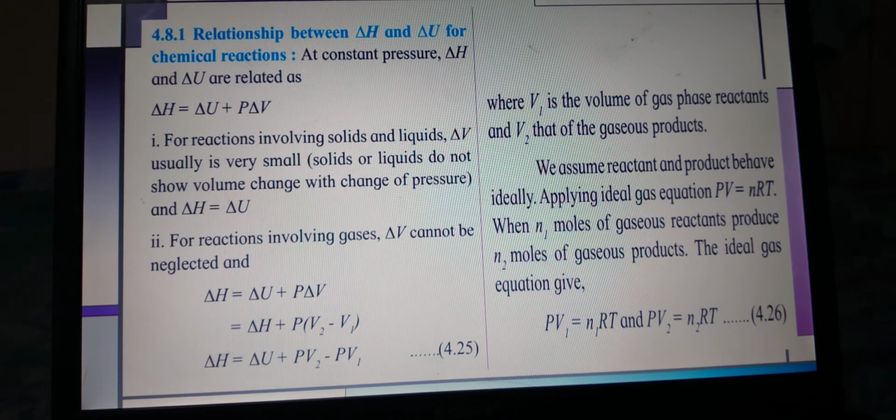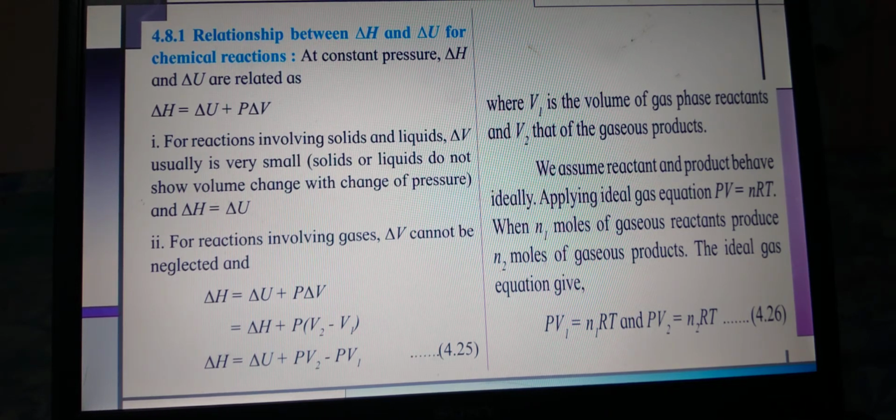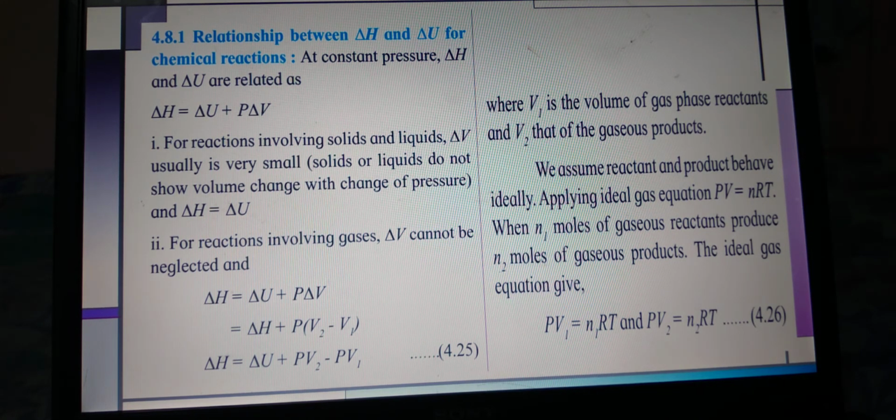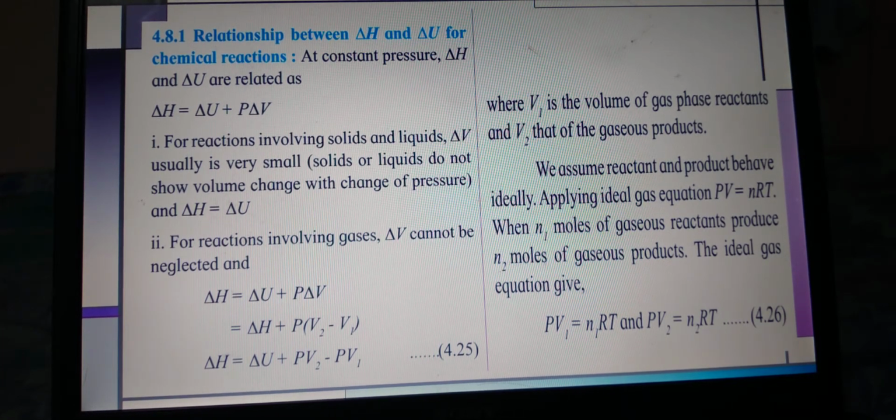If we say that the reactant and product gases are ideal, we can apply the ideal gas equation. Which equation is that? PV is equal to nRT. Suppose that N1 is the number of moles of the gaseous reactant which produces N2 moles of gaseous product. Then we write PV1 is equal to N1RT and PV2 is equal to N2RT. The next step is very simple. We have to substitute the values in the above equation.